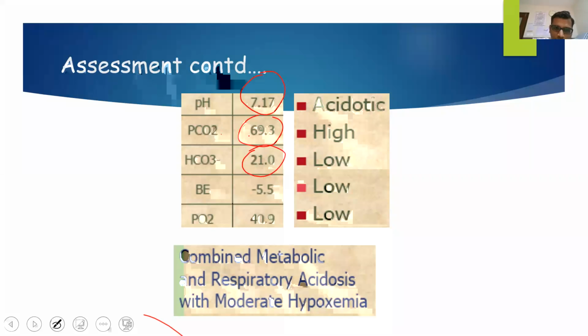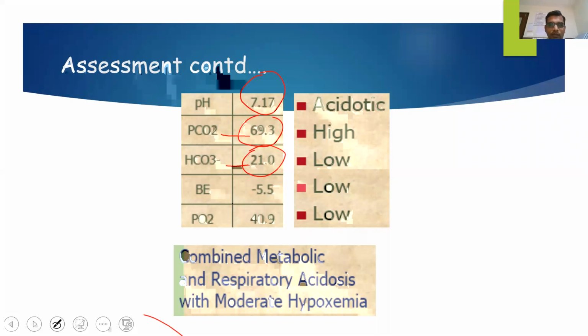See, both CO2 is in the acidotic direction and bicarbonate is also in the acidotic direction. In such cases, there is no confusion. Had it been compensation, bicarbonate would have increased, but rather it has come down. So it means that it is a mixed disorder. There is both respiratory and metabolic acidosis.